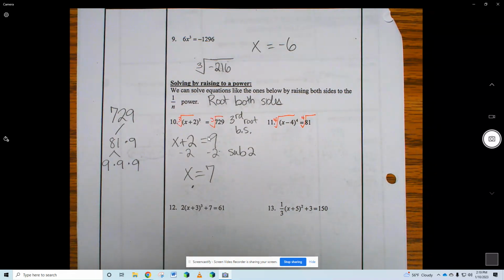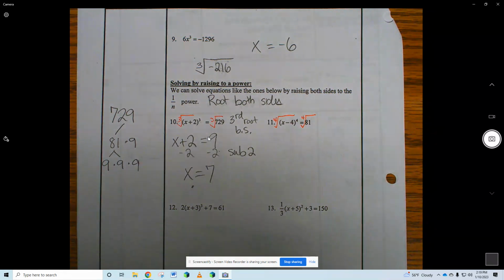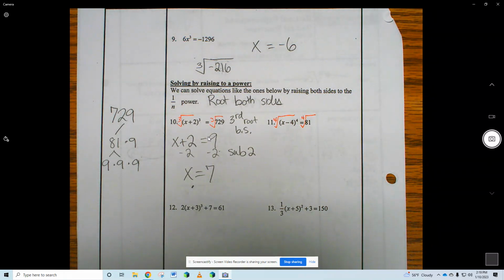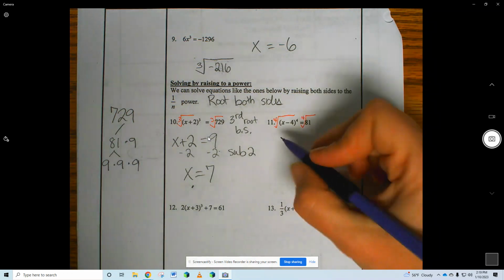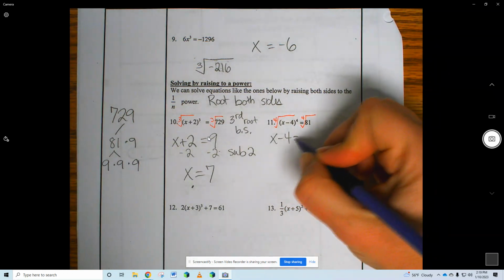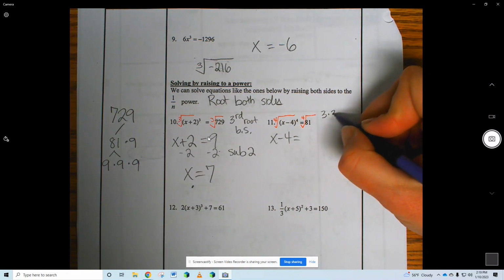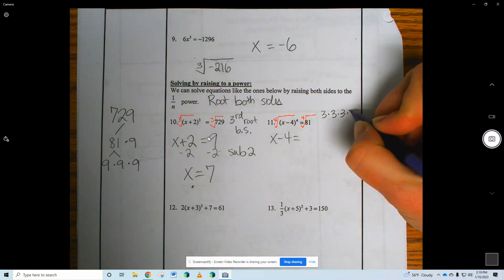So, for sure, the only first step is to fourth root through both sides. Now, tell me what next. What'd you get when you fourth rooted both sides? X minus 4 equals 3. So you're saying the only way for me to get a positive 81 would be this 3 times 3 times 3 times 3. Is there any other option?